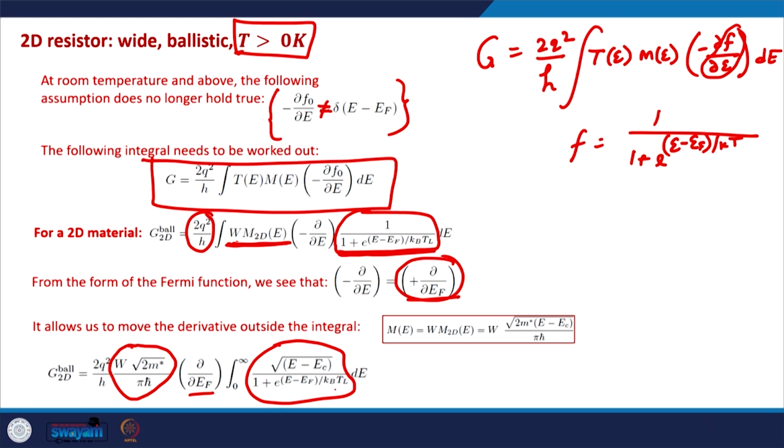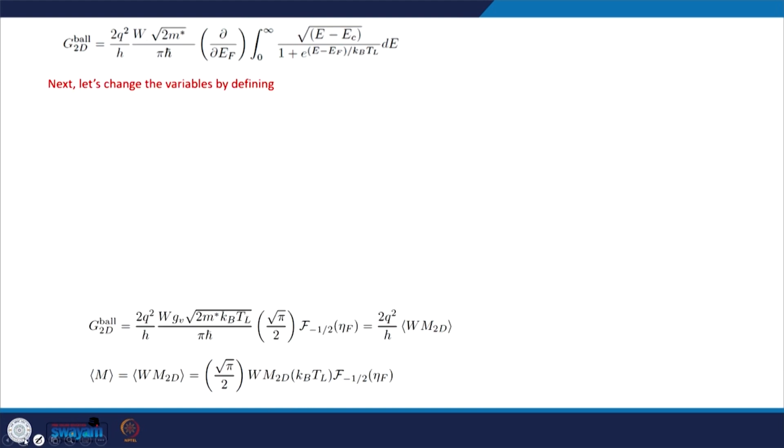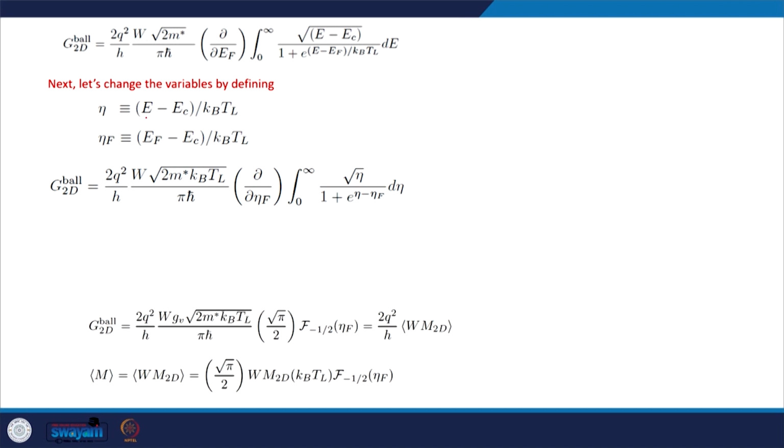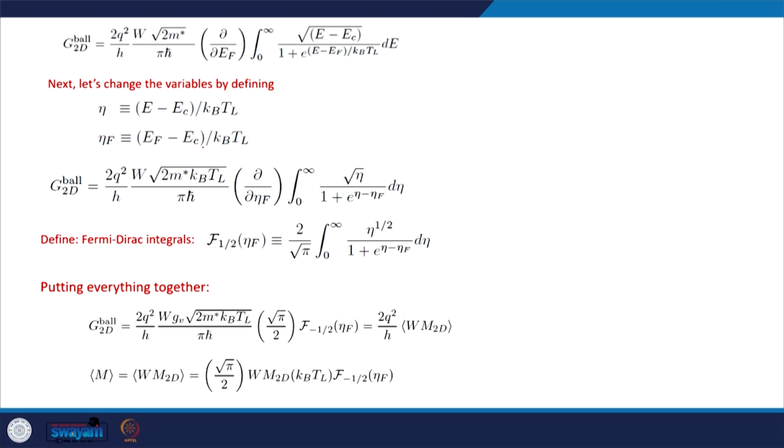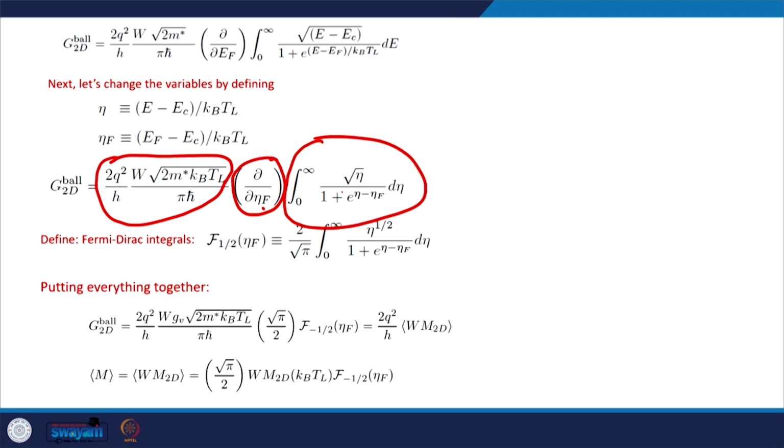So finally, this can be written down in terms of the Fermi-Dirac integral, and as you can see here, eta to the power half will be there. If we make this replacement, eta is equal to (E minus EC) by kT, and eta_F is (EF minus EC) divided by kT. Apart from this constant term, we are left with a derivative with respect to eta_F and an integral of square root of eta divided by 1 plus exponential of (eta minus eta_F) d eta.